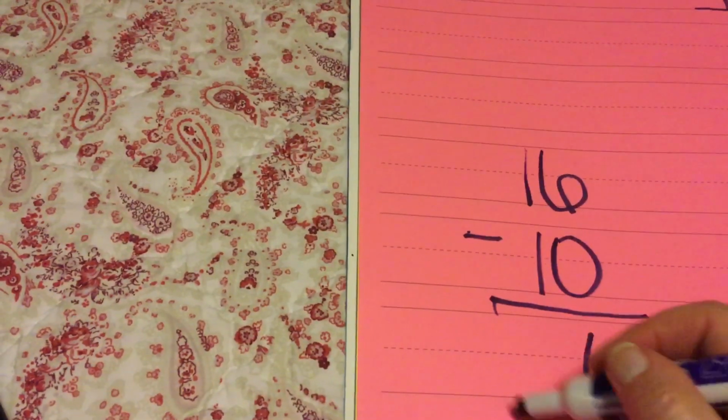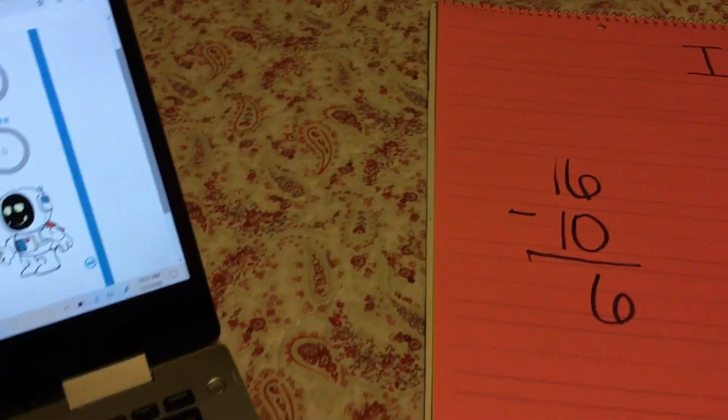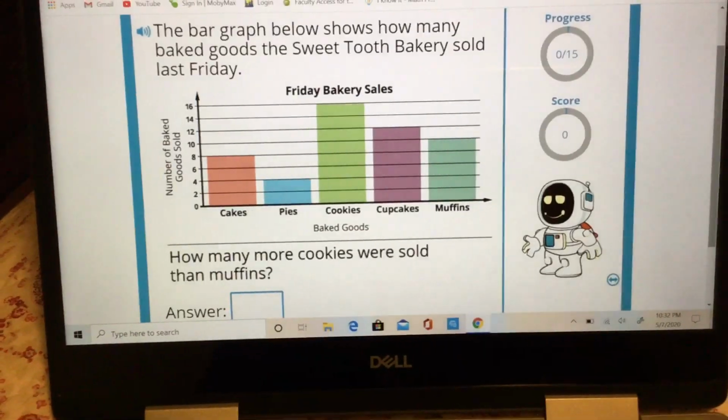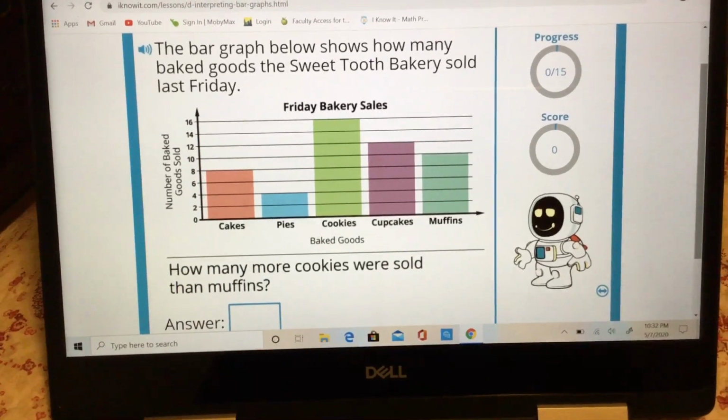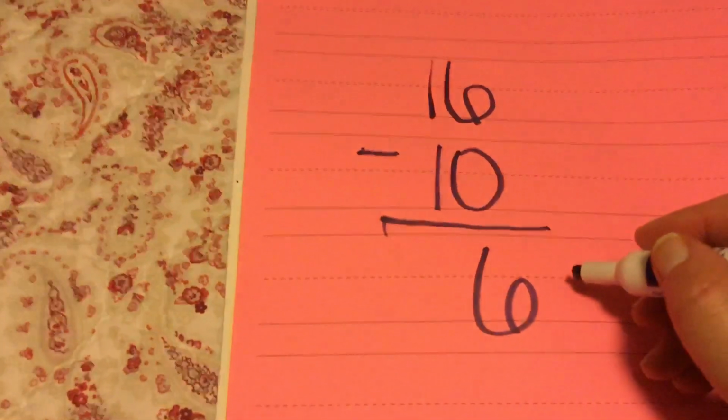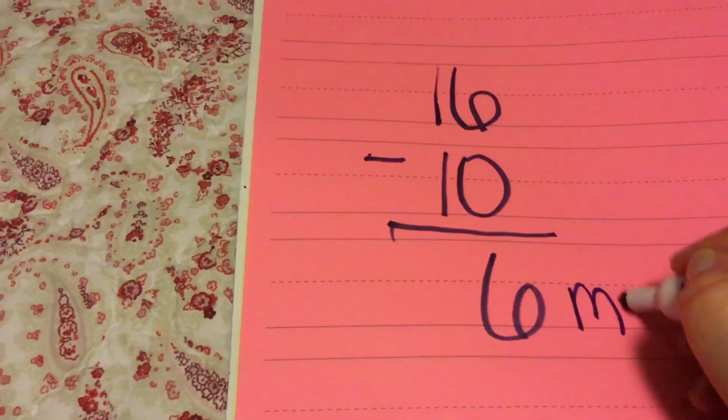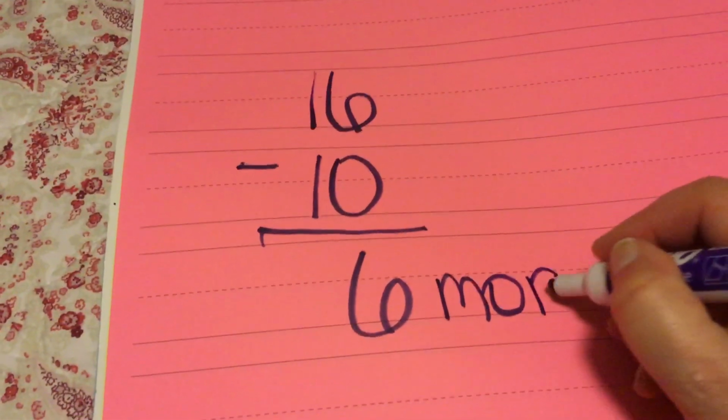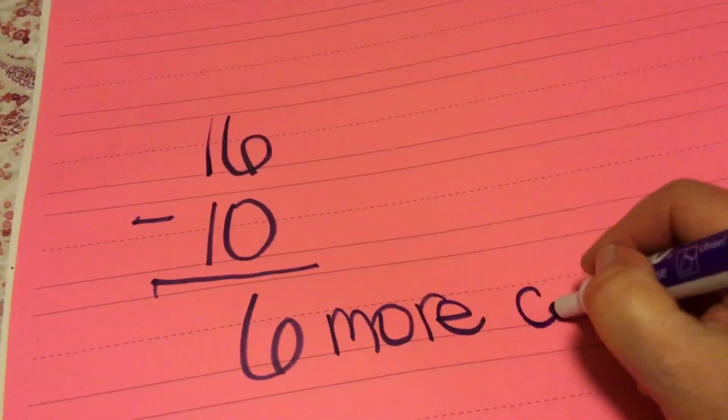And so 6 minus 0 is 6. And of course, 1 minus 1 is 0. I can put my 0 down there, or I can just leave that blank. I'm going to choose to leave that blank, and I'm going to label it. So how many more cookies were sold than muffins? 6 more cookies.